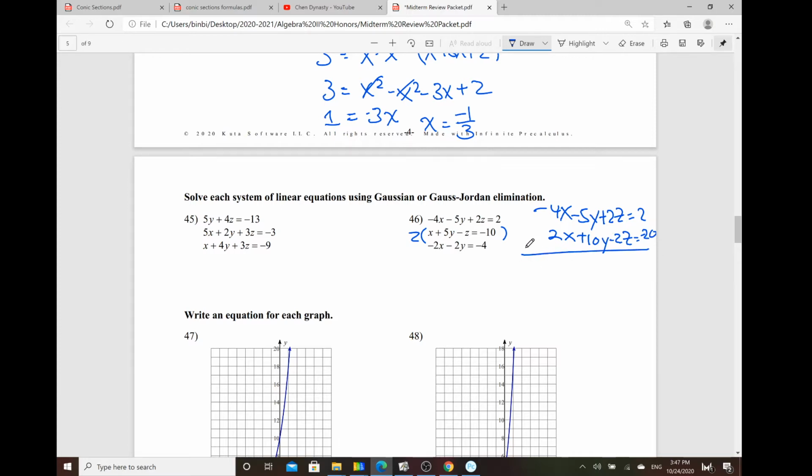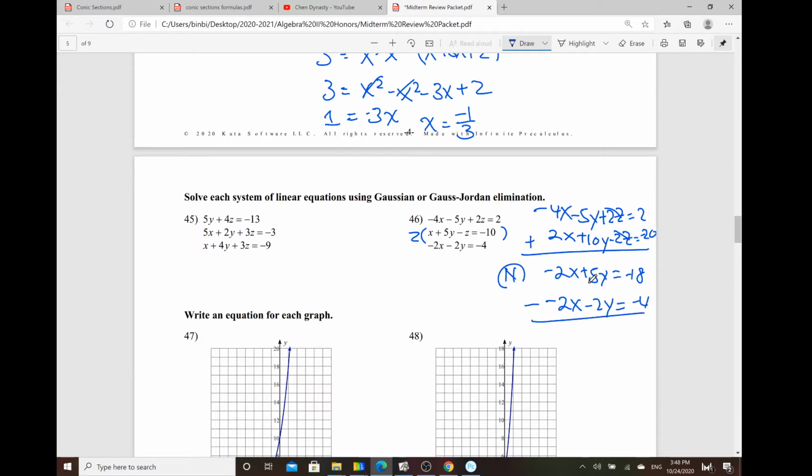So we do have negative 4x plus 2x, negative 2x, negative 5y plus 10y, that'd be 5y, 2z plus negative 2z, so everything got canceled right there. And then 2 plus negative 20, that'd be negative 18. So this one is a new equation, so let's give it a name. And then for the third equation, we do have negative 2x minus 2y equals negative 4.